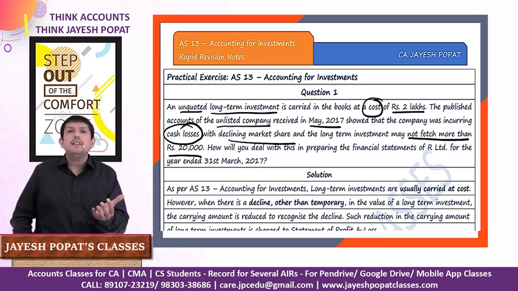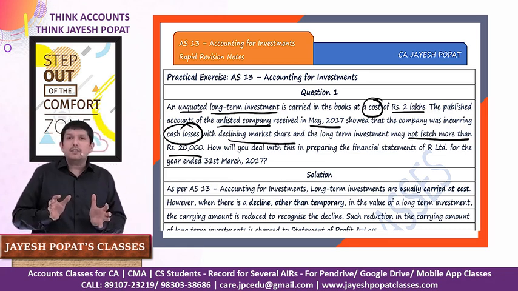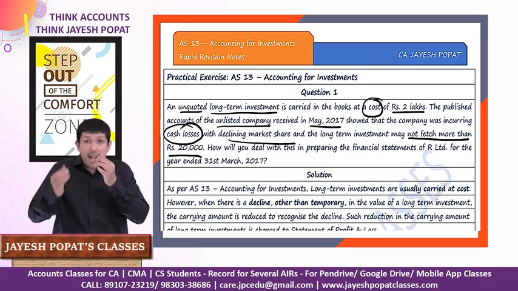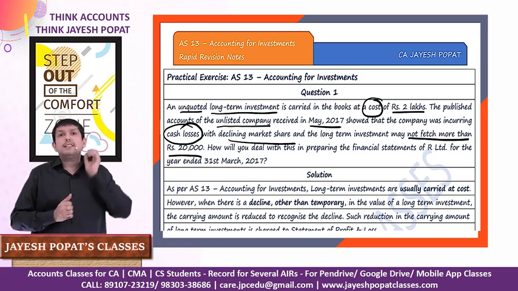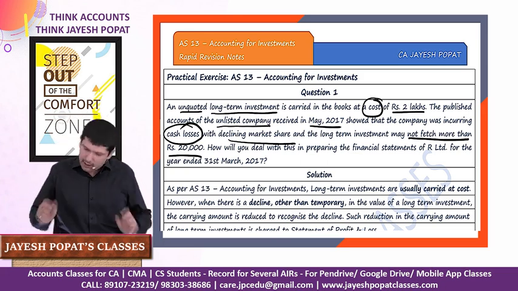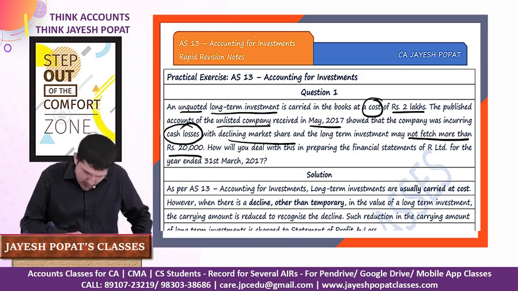The market share is reducing. So it could be an indicator of the fact that there is an other than temporary decline in the value of the investment, and we may need to recognize a provision for diminution in the investment to the extent of 1,80,000, which is the difference between 2 lakh and 20,000.